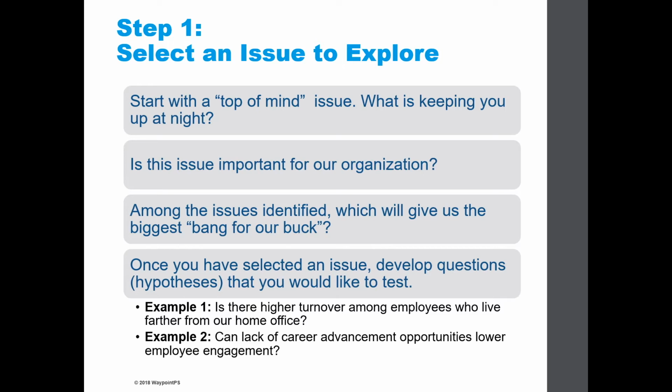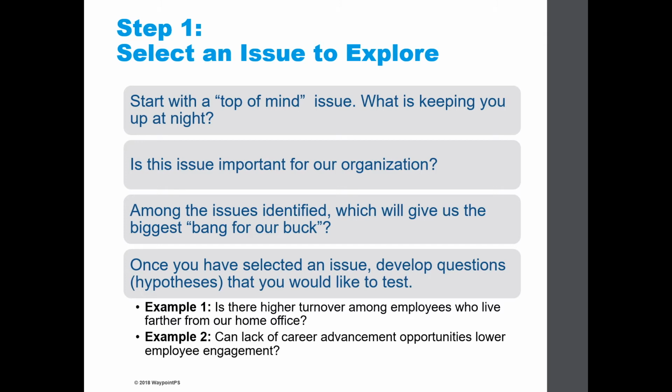The third thing is, among the issues identified, think about which will give us the biggest bang for our buck if we were to address it correctly or improve the metrics related to that. That's important because most organizations have a budget for whatever HR-related intervention. So if you can spend $5 and gain $50, that's better than spending $5 and gaining $10 back. So you want to think about what is going to give us the biggest value for the spend.